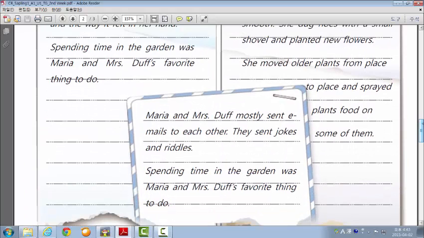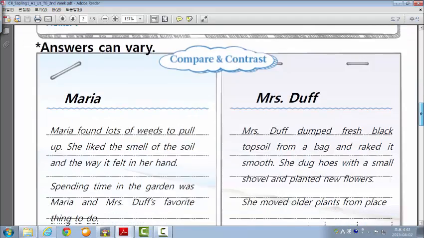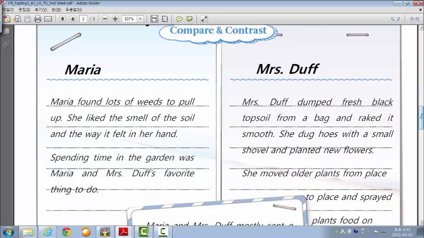So in the middle here, let's think of the same things. What are the same things the two characters did together or to each other? What are some of the same things that they both liked? So let's write it down in the middle here. How about different things? What different things did they do in the story? So let's write down our different things.